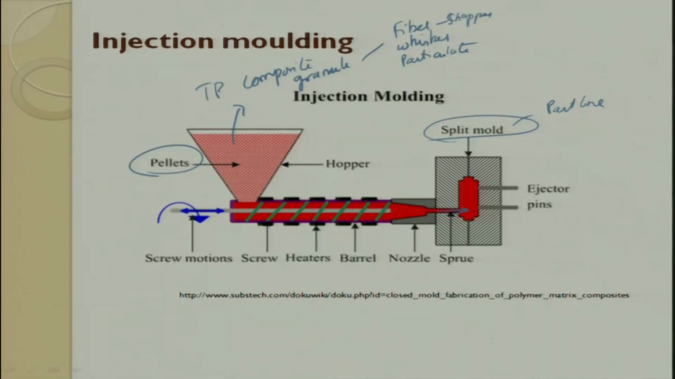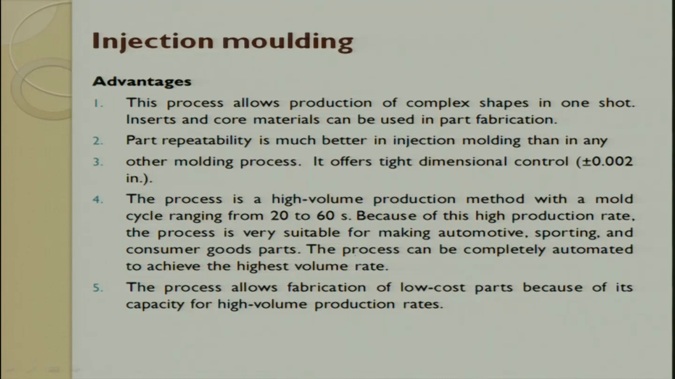This we have dealt with in detail. So what are the advantages of this process? Any complex shapes can be made. It is a one shot process. This process has very good repeatability. All the injection molded plastic components can be made through this using pellets which are reinforced with glass fiber, carbon fiber, or Kevlar fiber.